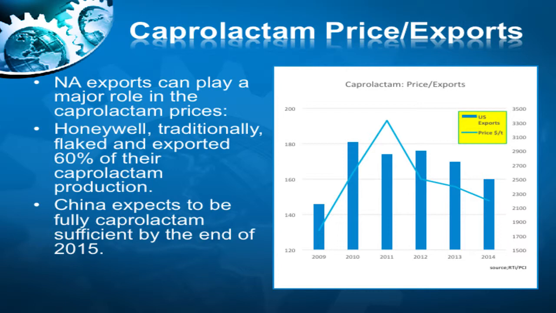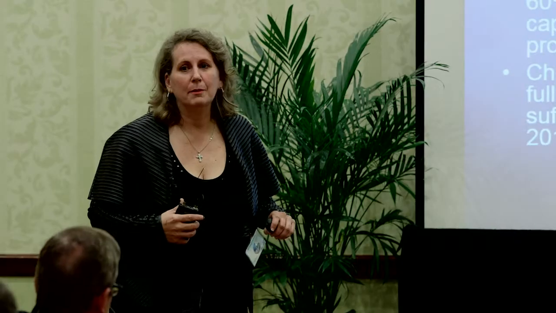They have dropped caprolactam imports in 2013 by 41%. That's huge for the North American market. Because remember, Honeywell exports 60% of their capro. They're not exporting 60%. They've got to make a pellet that goes into the inventory. That goes into better supply in North America.